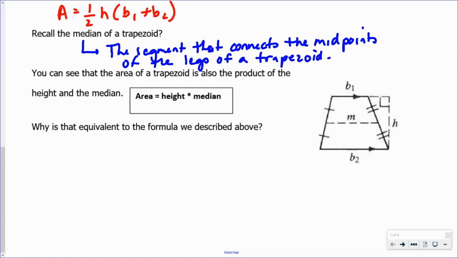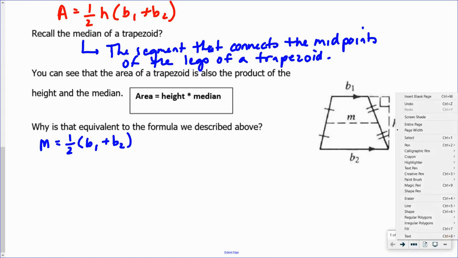Now, the second thing that you need to remember about a median is that the median is equal to 1/2 the sum of the bases. And this is a theorem that we learned about quite some time ago. All right, but again, that's true. The median is equal to 1/2 the sum of the bases.